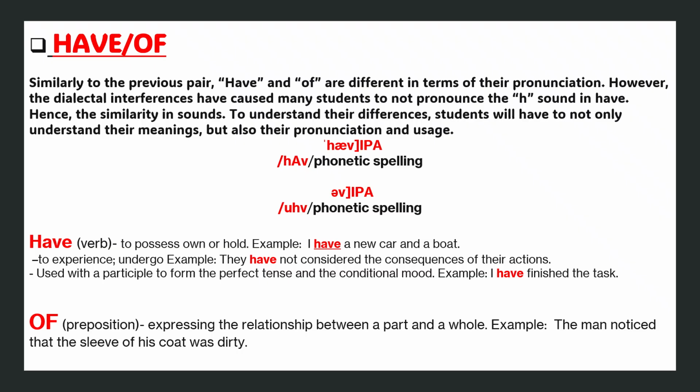But of course, have here, also you need to know the meaning. So have here means to possess or own or hold. Example, I have a new car and a boat. Have here also means to experience or to undergo. Example of these are they have not considered the consequences of their actions, and then used with a participle to form the perfect tense and the conditional mood. Example, I have finished the task. Just that you understand these.